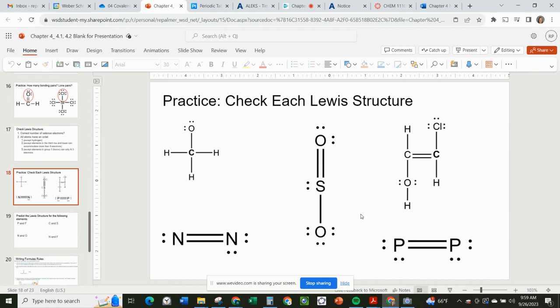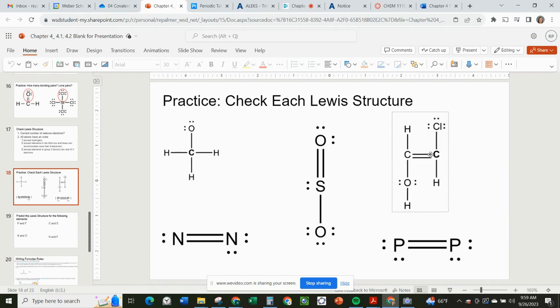And then let's go ahead and count octets around each of the atoms. So this oxygen has 2, 4, 6, 8. Sulfur has 2, 4, 6, 8. And this oxygen has 2, 4, 6, 8. So this is a correct Lewis structure. It has the correct total number of valence electrons, and it has the correct octet for each element. Okay, let's jump over to this one.